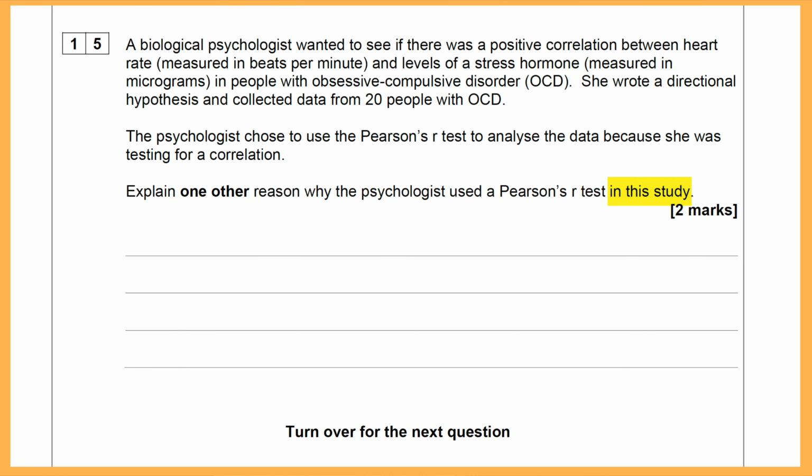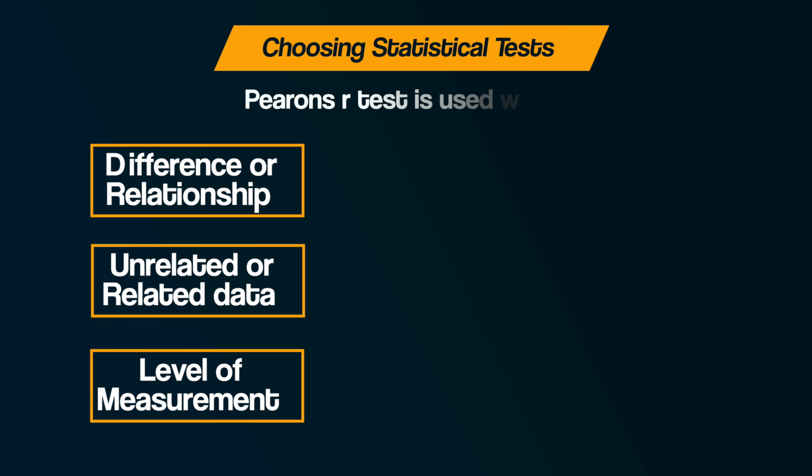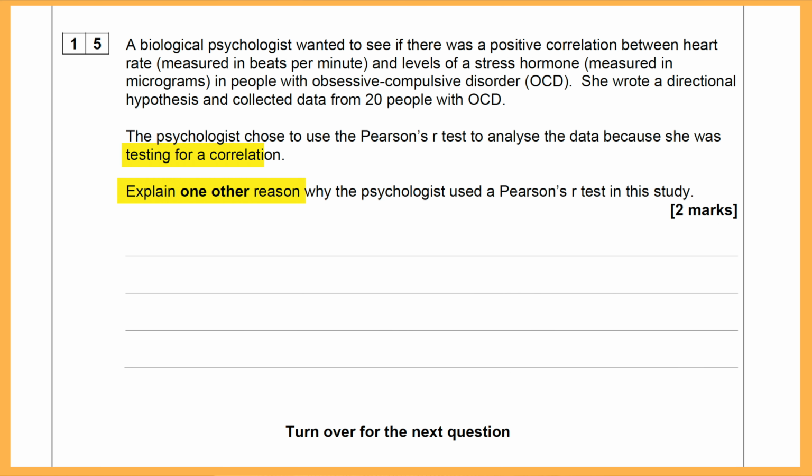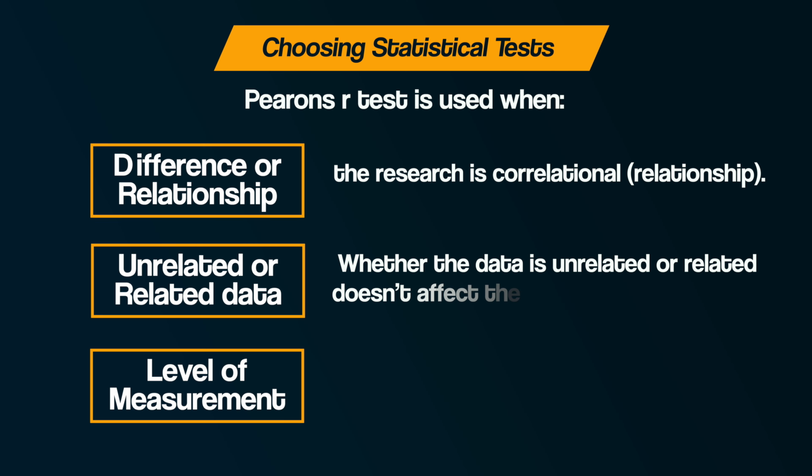Notice the phrase "in this study" at the end of the question. So the Pearson's test is used when the research is correlational, so looking for a relationship, but the question stated that we needed to choose another reason. Whether the data is unrelated or related doesn't affect the choice of stats tests for correlations, so we don't write about this one.